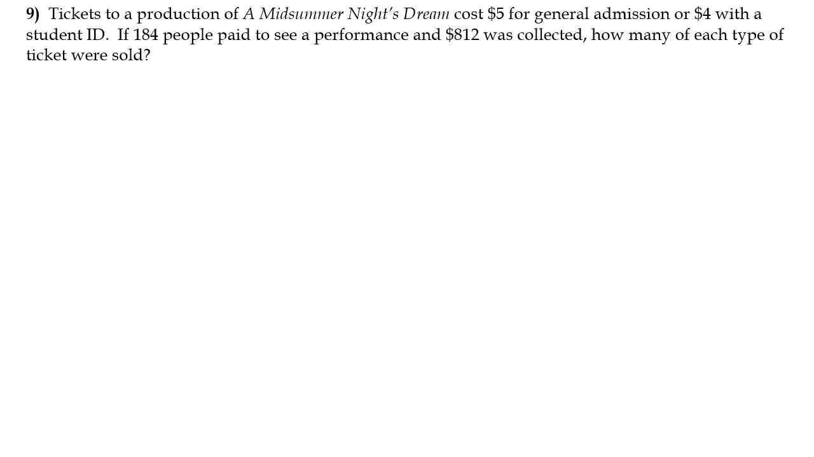I think it's always a great idea to start by just messing around with some numbers. Try to guess and check what's happening, and that helps you understand what the problem's about and how to set up your equations. So we've got two different types of tickets, right? We've got a $5 ticket and a $4 ticket, and we're trying to figure out how many of each type were sold. We know 184 tickets. It says people, but that's your tickets, right? That's how many tickets were sold. And $812 was collected.